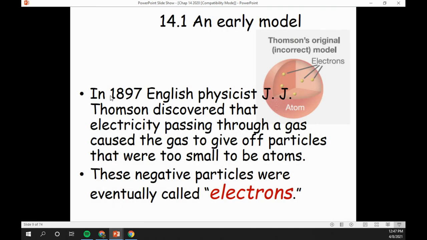In 1897, an English physicist, J. J. Thomson, discovered that electricity passed through a gas caused the gas to give off particles that were too small to be atoms. These negative little particles eventually became known as electrons. The picture you see is the Thomson model of the atom, which was the incorrect model, but it was what we kind of started with.